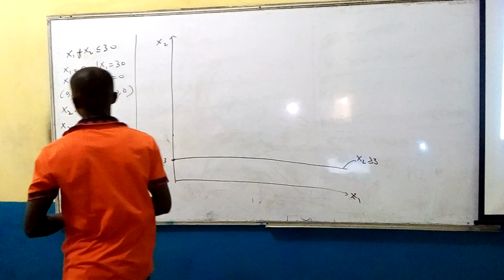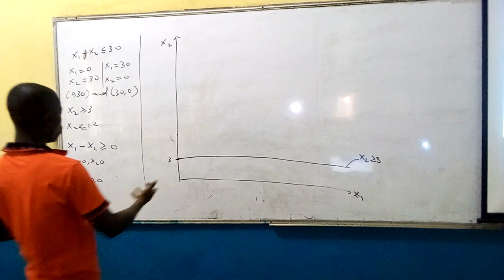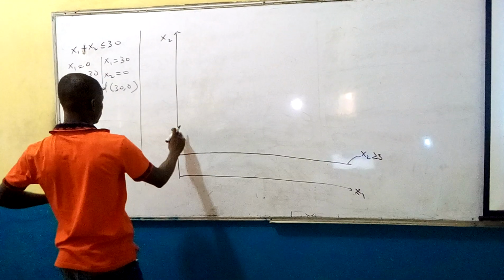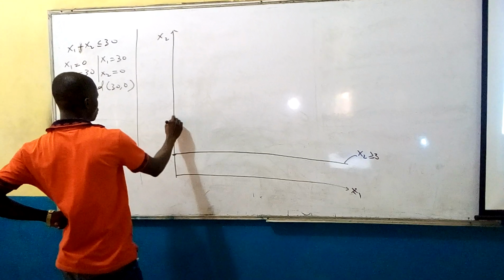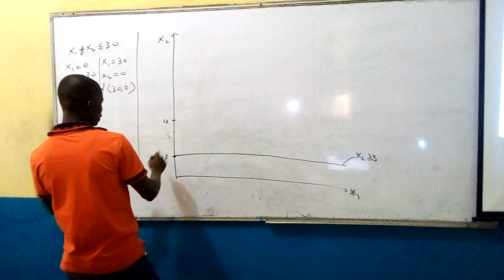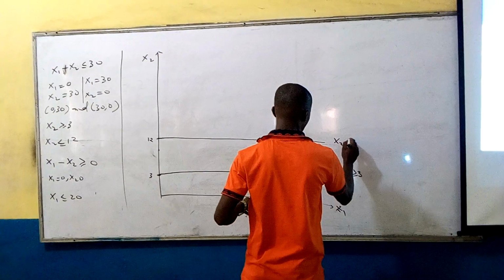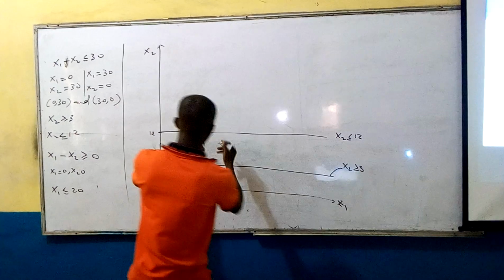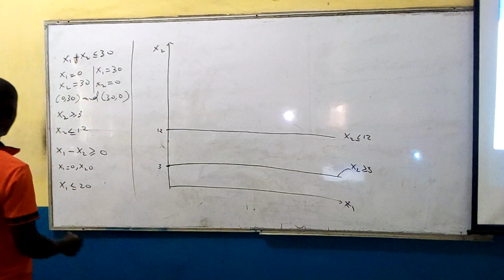Then the next one, x2 should also be less or equal to 12. So if this is 3, let's assume this is 12. So x2 less or equal to 12. So we know that our feasible region should be bounded by 3 and 12. We'll be within that region.